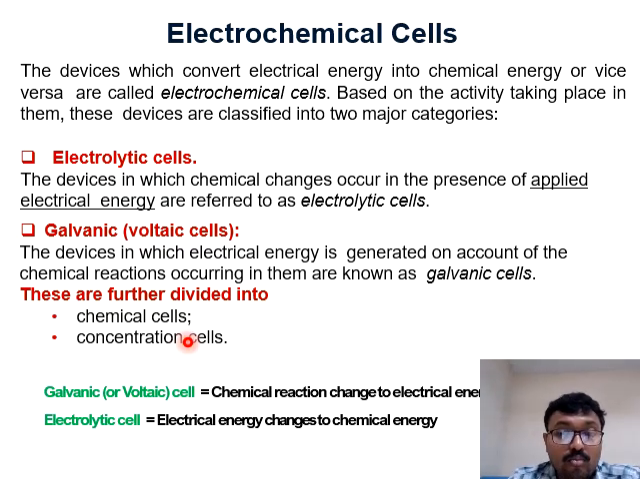The main important thing is that electrochemical cells can be divided into two types. The electrolytic cell is where electricity is used to break or perform dissociation of electrolytes. Electricity is applied, and because of the applied electricity, a chemical change occurs in the cell. That means electrical energy is converted to chemical energy. That is called an electrolytic cell. In a galvanic cell, chemical energy is converted to electrical energy.